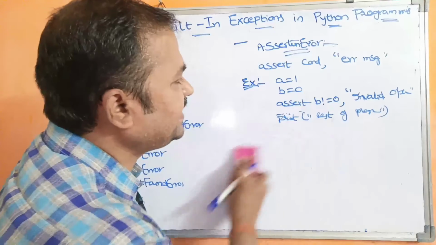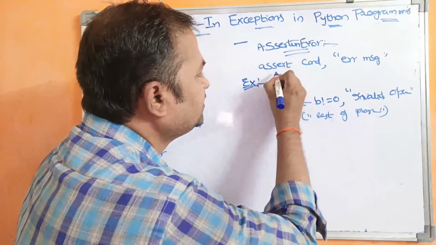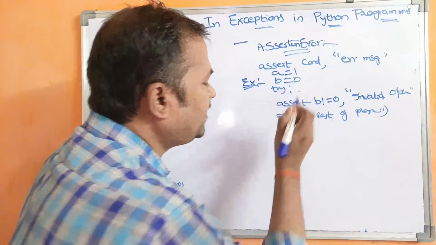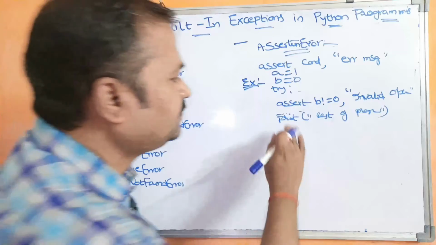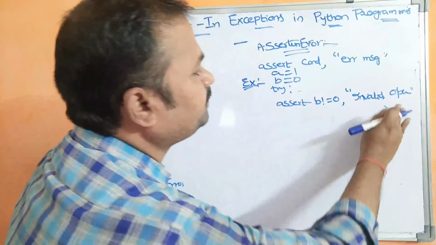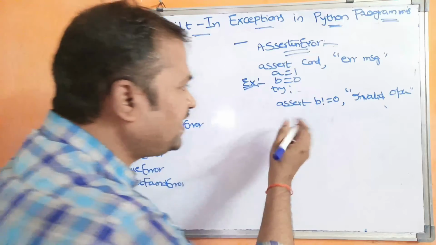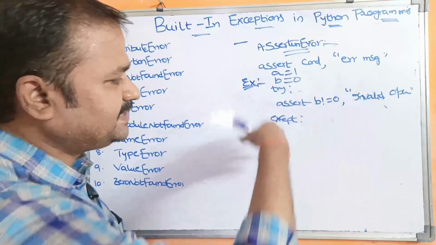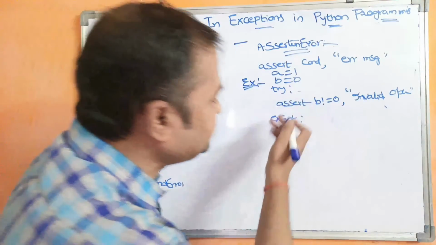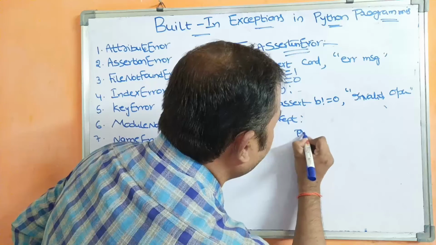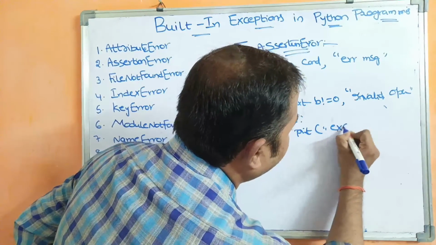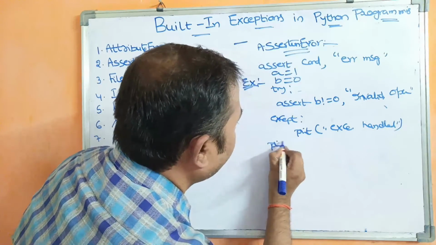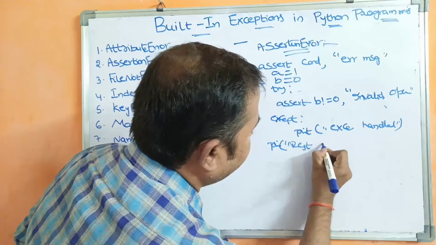So now we have to handle the exception. How to handle the exception? A is equal to 1, B is equal to 0, try colon, assert B not equal to 0, comma, invalid operation. Next, except. Whenever an exception is generated, that exception will be thrown to the except block. So here write the message: print of exception handled. Next, print of rest of program.